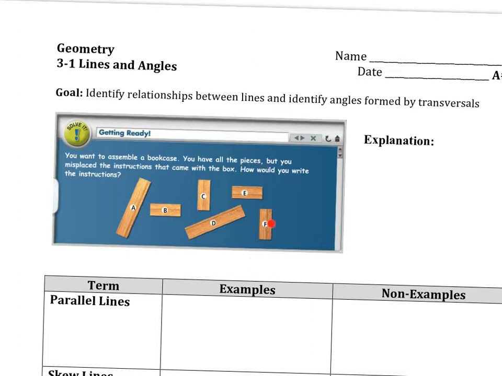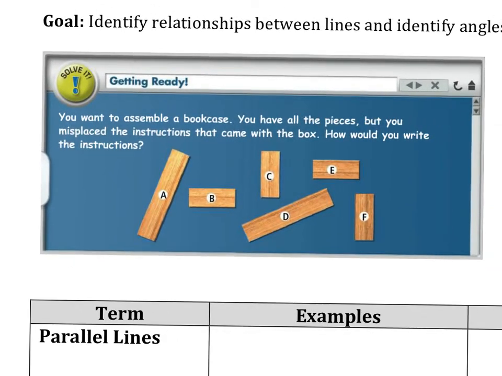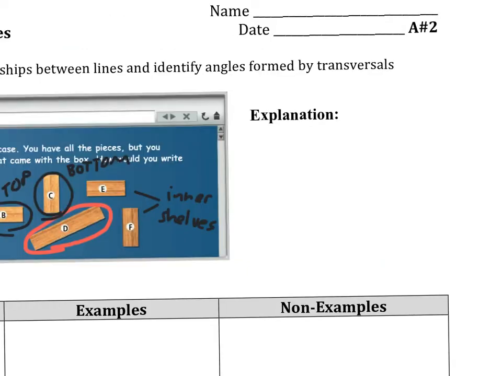Okay, so low key. But as we approach a problem like this, you want to assemble a bookcase, but silly you, you lost the instructions. You have the pieces, but you lost the instructions. So how would you write the instructions? What key vocabulary might you need? We can do an explanation here.